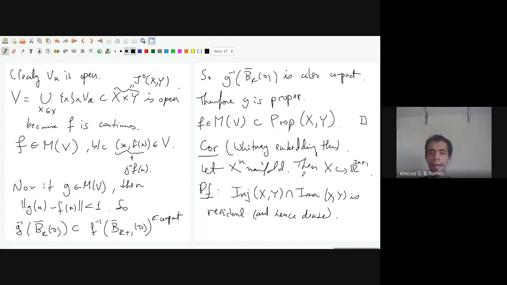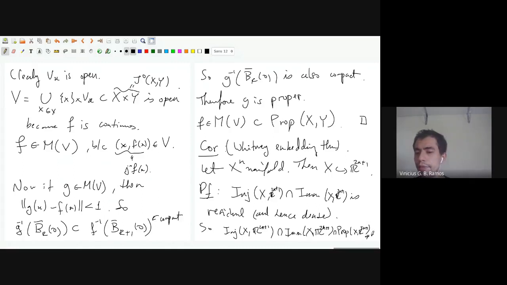So if you intersect a dense set with an open and non-empty set, then you get something that's non-empty. So the intersection, sorry, this is R^N, R^(N+1). So that means that there exists something in the intersection of the set of injective immersions and proper maps. This is different from the empty set.